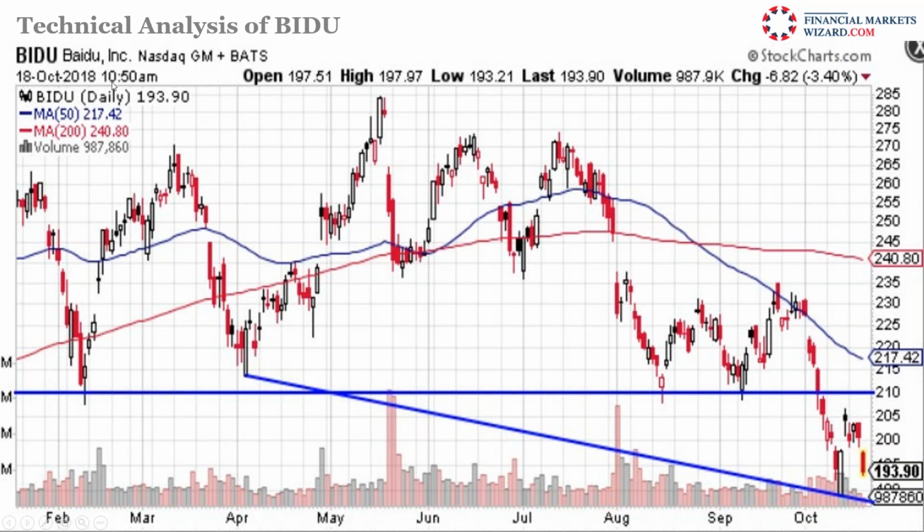This is the 18th of October, around 11 a.m. Pacific chart. I expect Baidu to come down to this line low and make a new low here. And what if it breaks this trend line? This is just a blue line, so it doesn't mean anything. It can break. There's no guarantee that it will hold. And if it breaks, then I could make a lot of money on the puts.